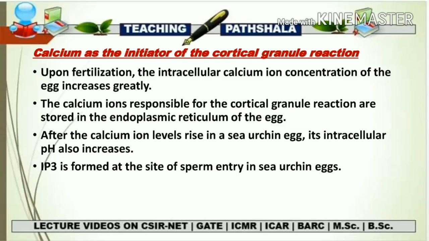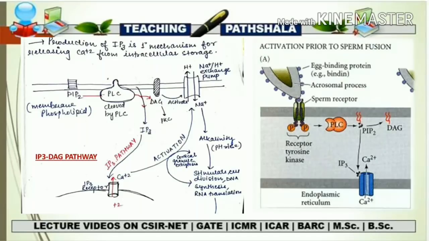So we are going to understand this whole line with the help of a diagram. This is a diagram of the IP3 DAG pathway, and I have already discussed this pathway in the cell signaling lecture. So if you have not seen that video, I will mention the link in the description box so that you can watch it, because all the basics behind this process are totally the same as what we discussed in the cell signaling lecture. So what happens is there is a production of IP3, and it acts as a primary mechanism for the release of calcium from intracellular storage. So the concept is that inside the egg there is an endoplasmic reticulum, and the endoplasmic reticulum is regarded as the storage of calcium.